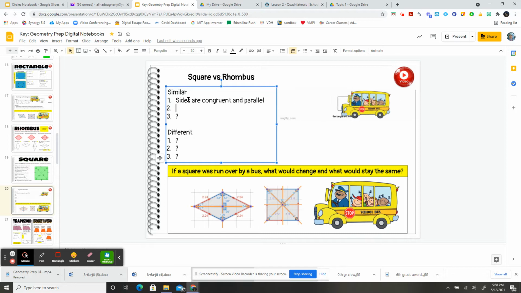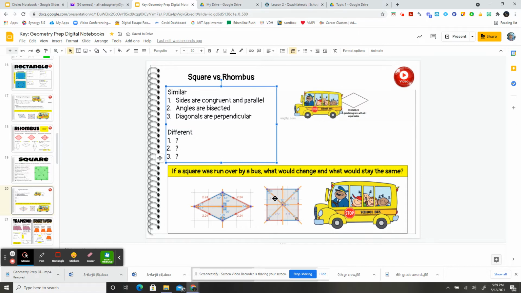Angles are bisected. So one thing that's special about a square and a rhombus is those diagonals or those angles are bisected. And the diagonals are perpendicular. Look at those pictures and see if you can come up with anything else that's similar about them.